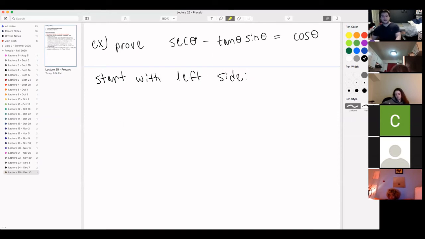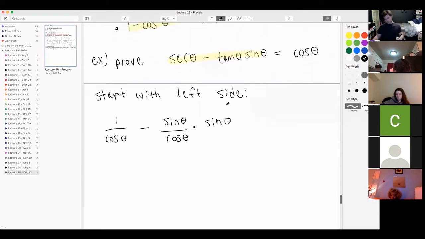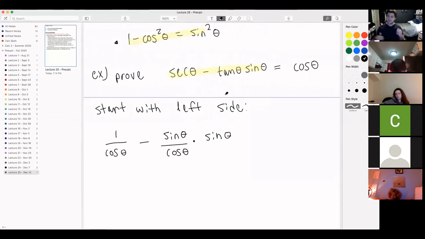All right, good. So let me start with the left side. Now, secant of theta, by definition, is 1 over cosine of theta. So you always want to rewrite stuff in terms of their definitions. Here's the minus sign. Tangent of theta, by definition, is sine of theta divided by cosine of theta. So that's the tangent times, and remember there's a factor of sine of theta still there. All right, everyone good? So I'm just replacing secant and tangent with their actual definitions.